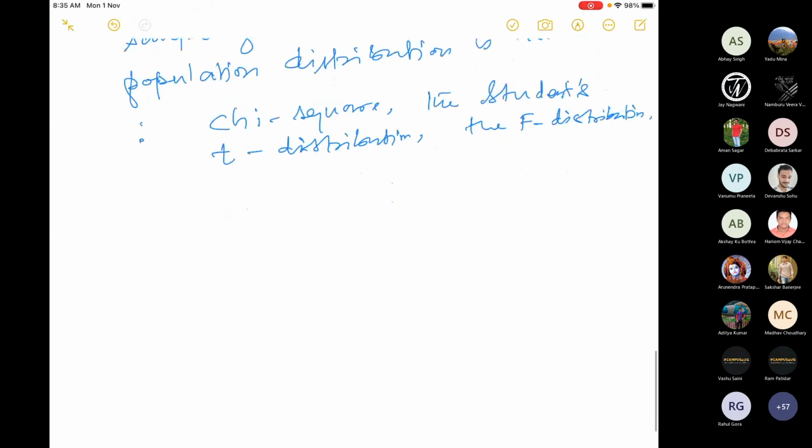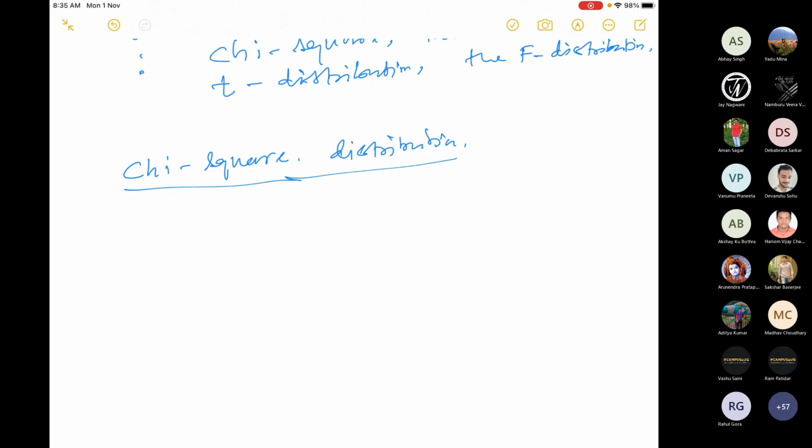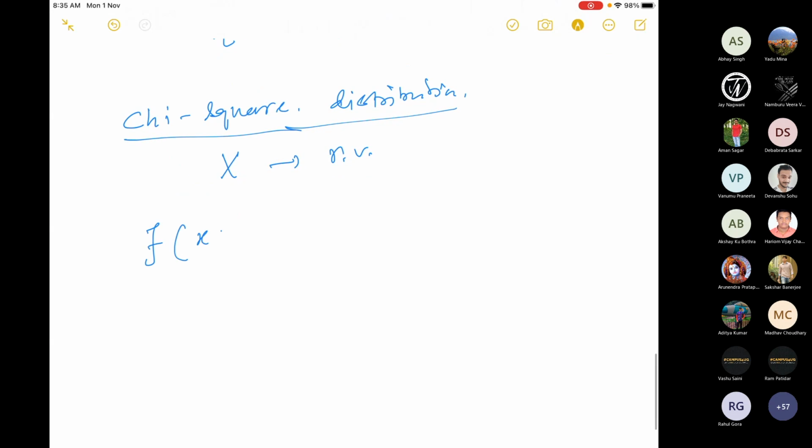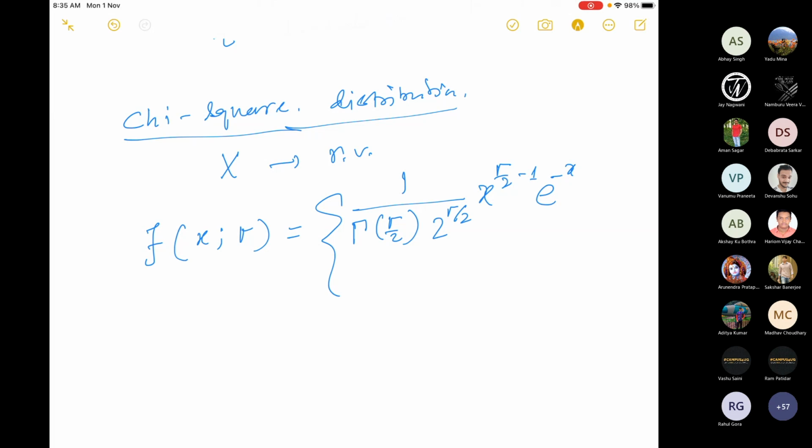Let us first talk about chi-square, and then I'll say why it is a sampling distribution. If you recall the chi-square distribution, suppose x is a random variable. If the PDF is like this, then we say it is a chi-square. Last time I defined just f of x, in lecture 9; if you watch the video, it is there. So this is 1 over gamma of r by 2 times 2 to the power r by 2, times x to the power r by 2 minus 1, times e to the power minus x by 2. This is how it is defined when x is non-negative, and 0 otherwise.